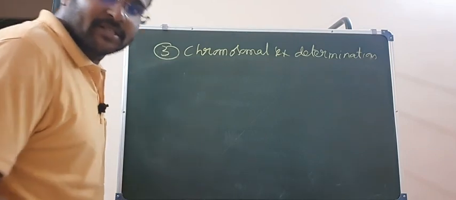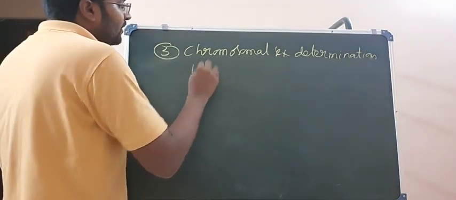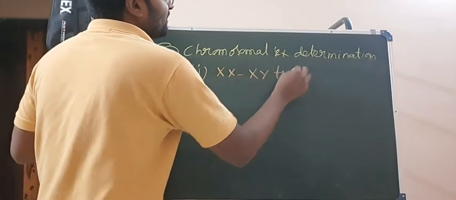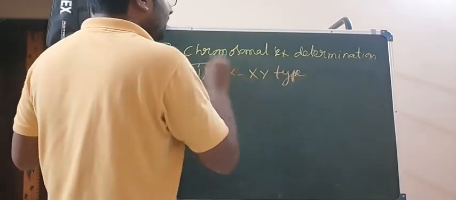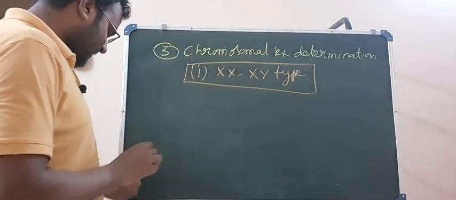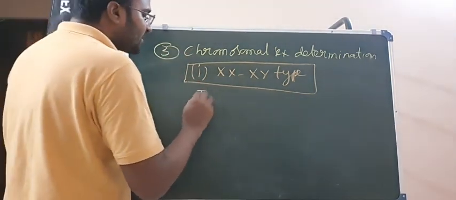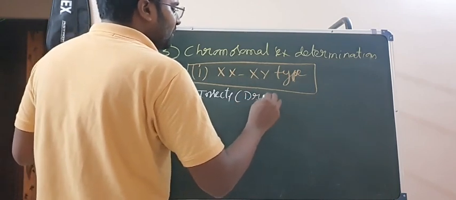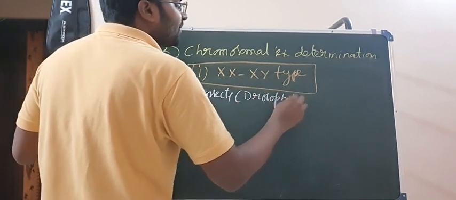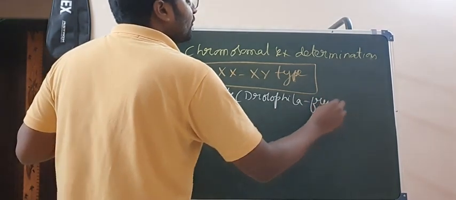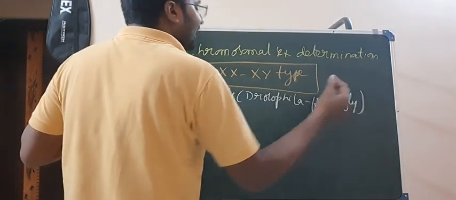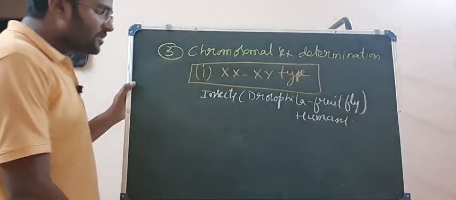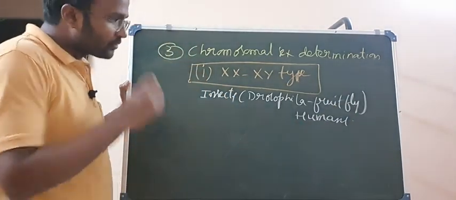The first type, if you see, XX XY type, it is most common in insects. In most of the insects it is common. The best example you can take is Drosophila. Drosophila is fruit fly, and humans are also one more example. So what is this XX XY type of chromosomes?